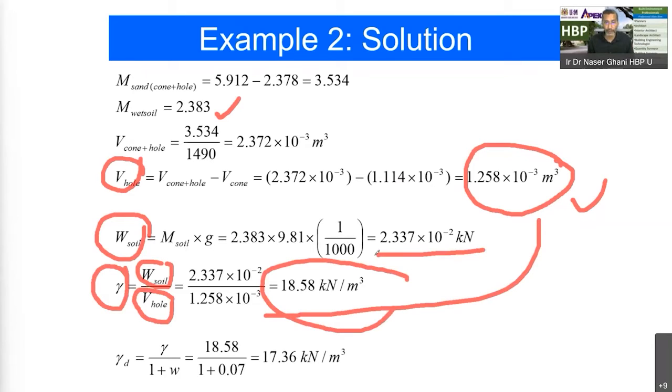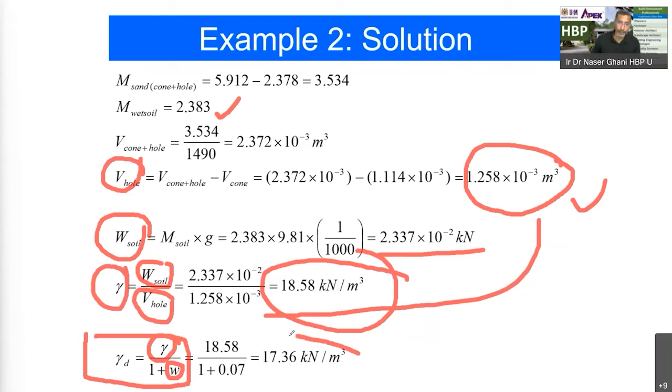Then you get the density of the wet soil. Then how to get the dry density? This is the formula: gamma dry equals the wet density divided by 1 plus the moisture content of the soil that you excavate from the hole.